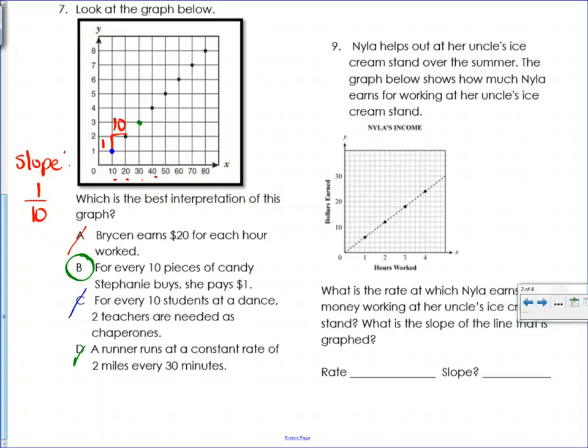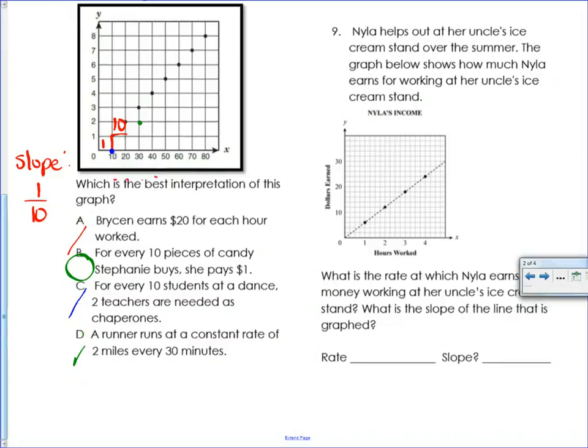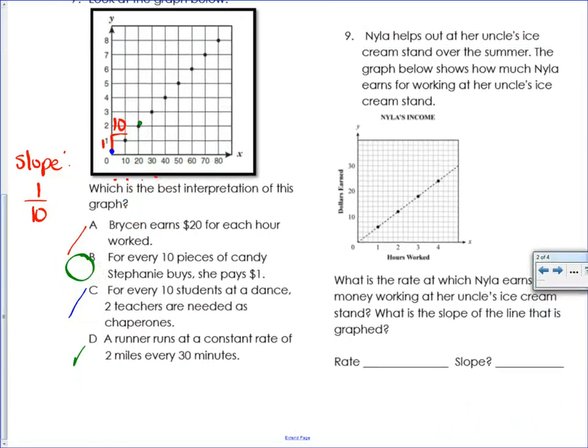Nyla helps out her uncle's ice cream stand over the summer. The graph shows how much Nyla earns for working at her uncle's ice cream stand. What is the rate at which Nyla earns money working at her uncle's ice cream stand? What is the slope of the line graph? So again, slope and rate are the same thing. So we're just going to find the slope of this graph.